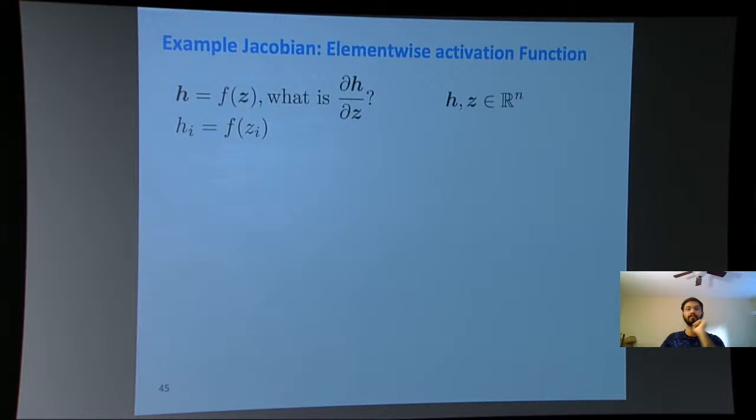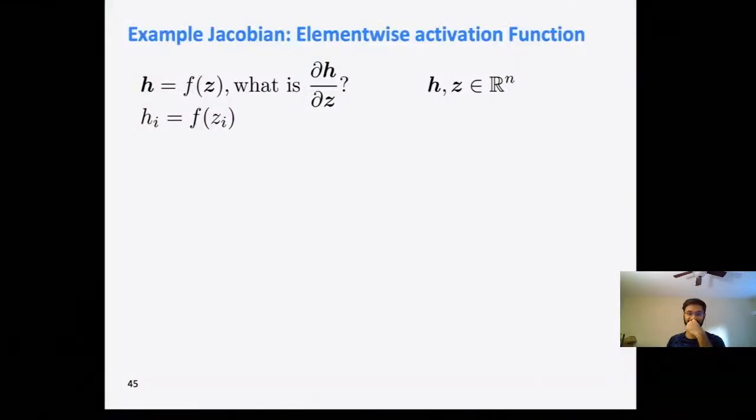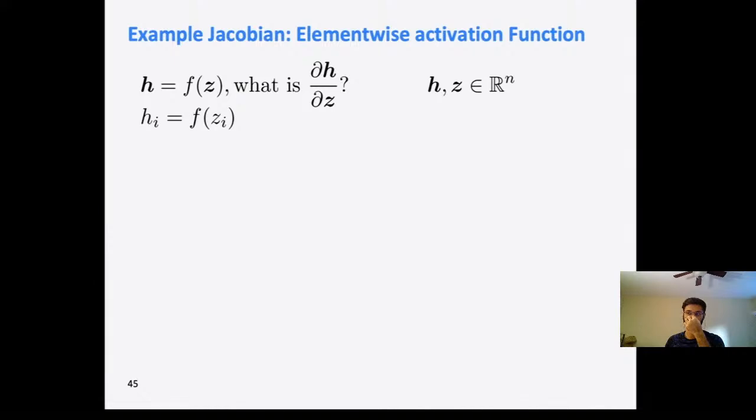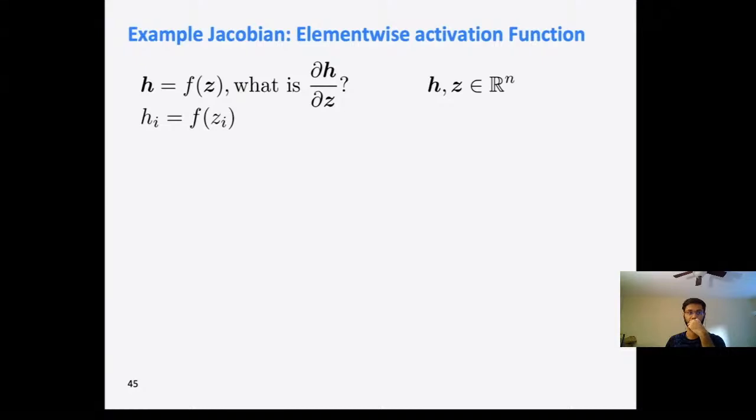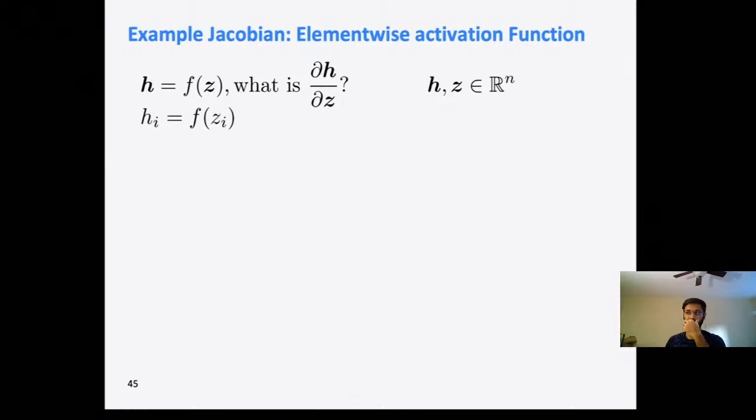So here's an example Jacobian, which is a special case that comes up a lot. It's good to realize this one, which we'll see with our neural net. One of the things that we have are these element-wise activation functions, so we have h equals f of z. What is the partial derivative of h with respect to z?